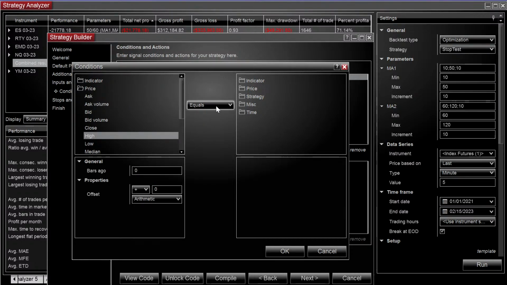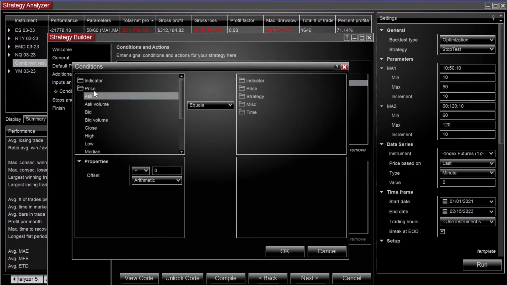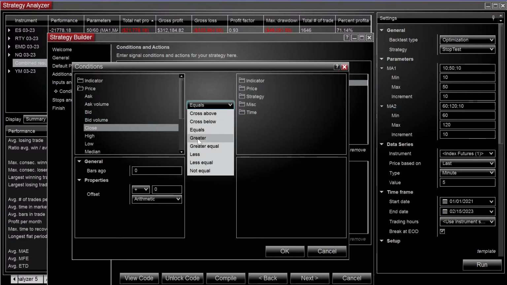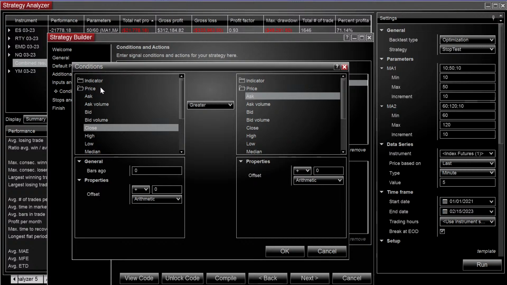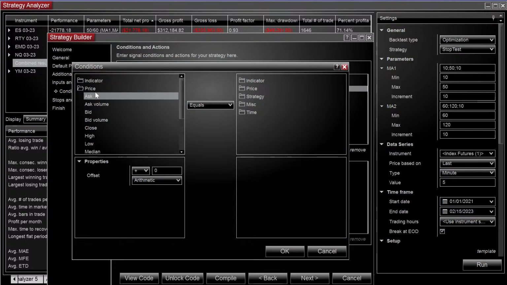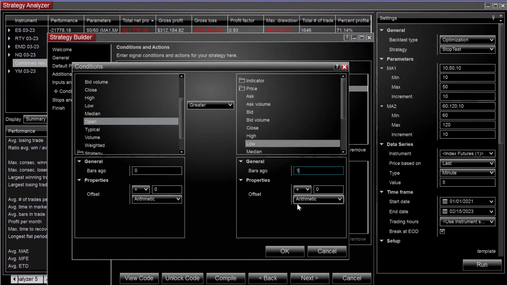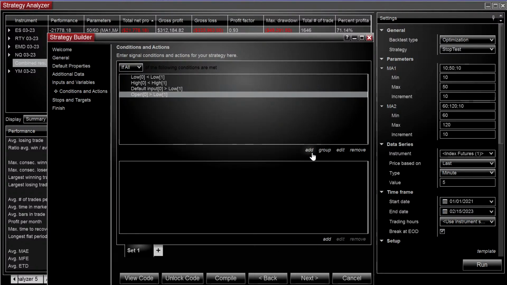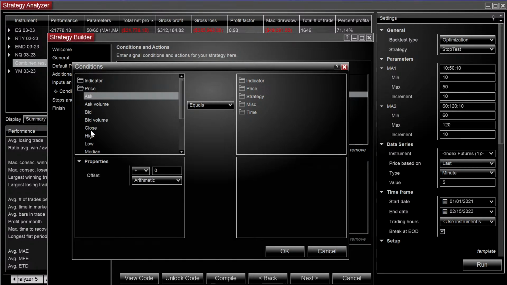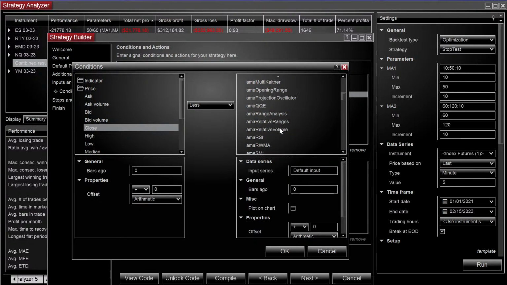Let's do price high is less than the high from 1 bar ago. Price close is greater than the low 1 bar ago, and price open is greater than the low of 1 bar ago. So there's our hammer, and the close needs to be less than the VWAP.